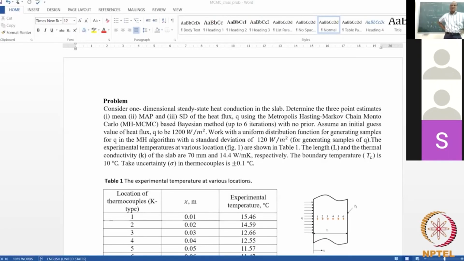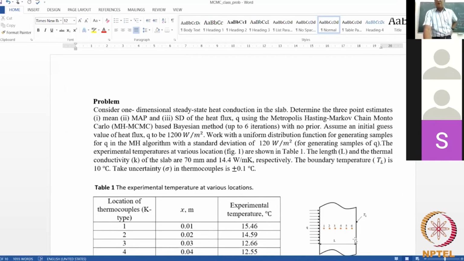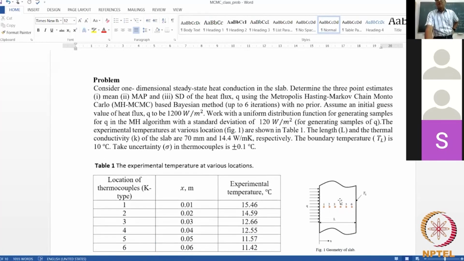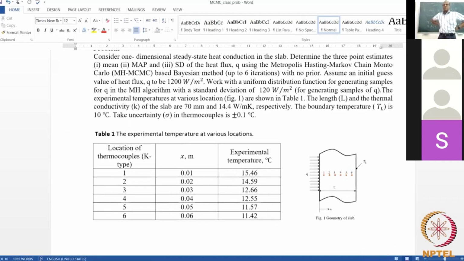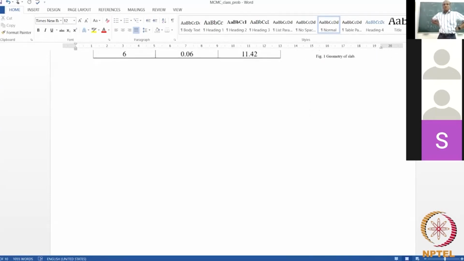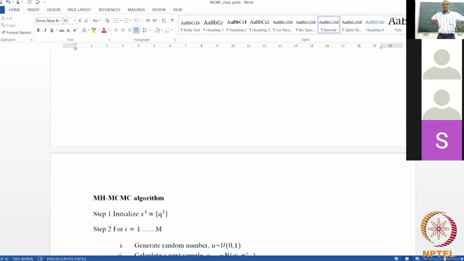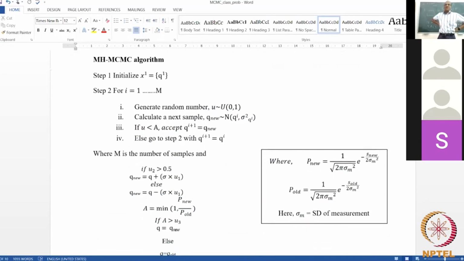Okay, consider the one-dimensional case. Okay, all that, fine. We know this. Go to the next one. Please take down the algorithm.